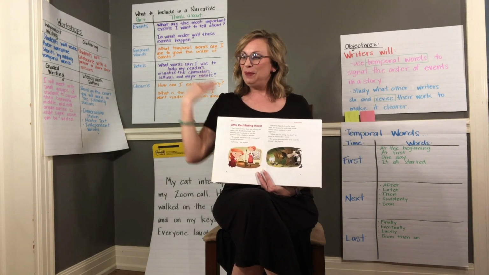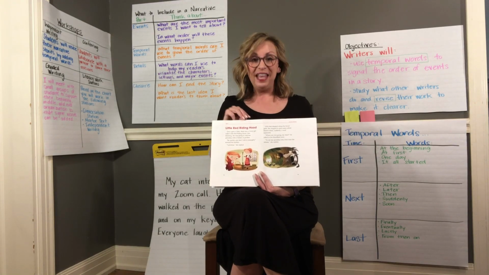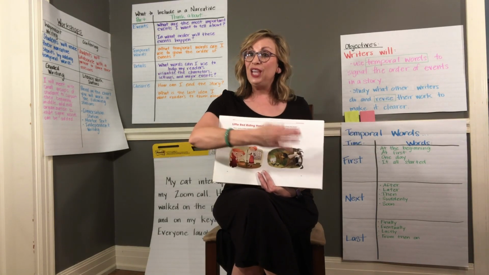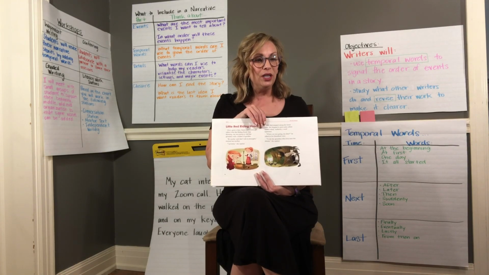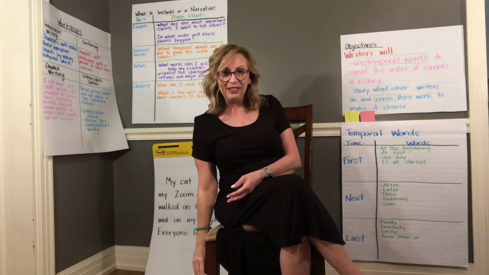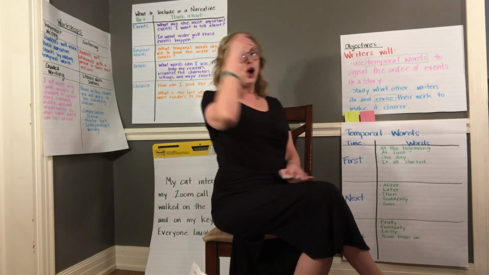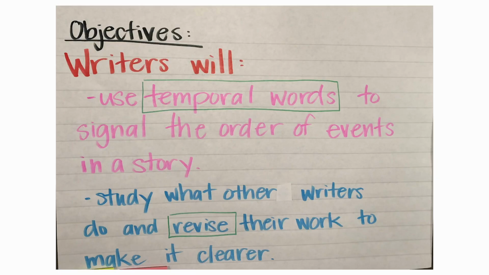Fantastic. Okay, put your eyes back on me. I heard lots of partners talking about events that happened in the beginning, middle, and end of our story. Fantastic. Well, today we're going to take another look at Little Red Riding Hood for a different reason. Let's look at our objectives together to see how we're going to use our mentor text today. Let's read our objective together.